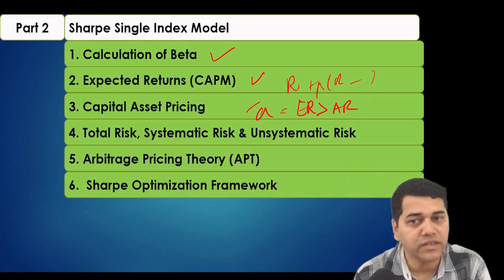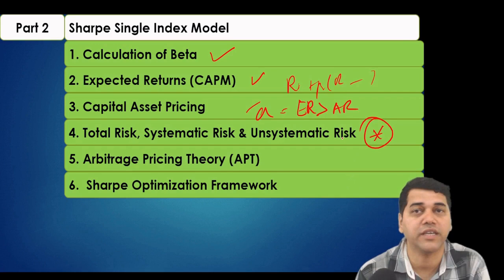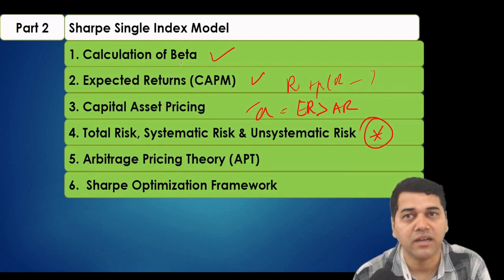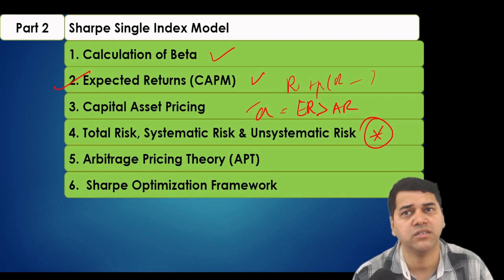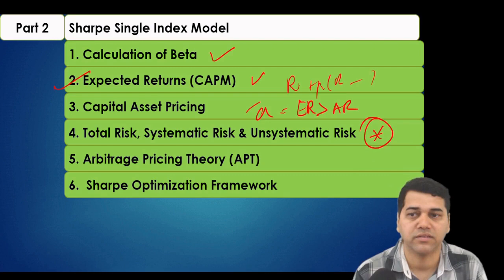Total risk, systematic risk and unsystematic risk. Crux, the tricky part, the most tricky I can say. Arbitrage pricing theory is the same thing. In beta or in CAPM, we use only one variable called beta, which is the market. In arbitrage pricing theory, other than this, we will use inflation or political instability, for example, other factors.